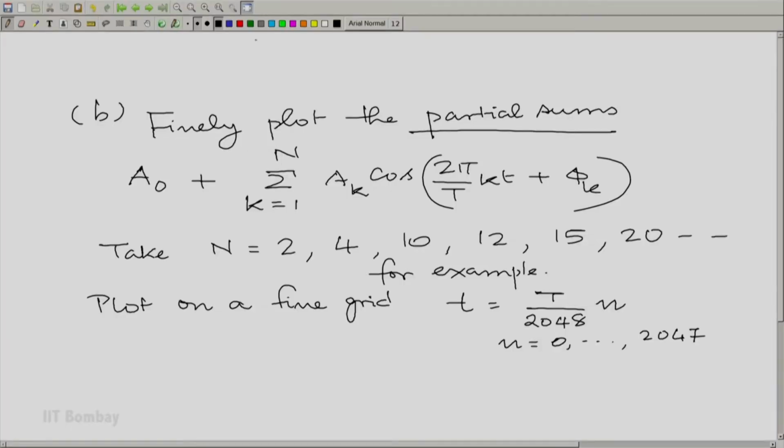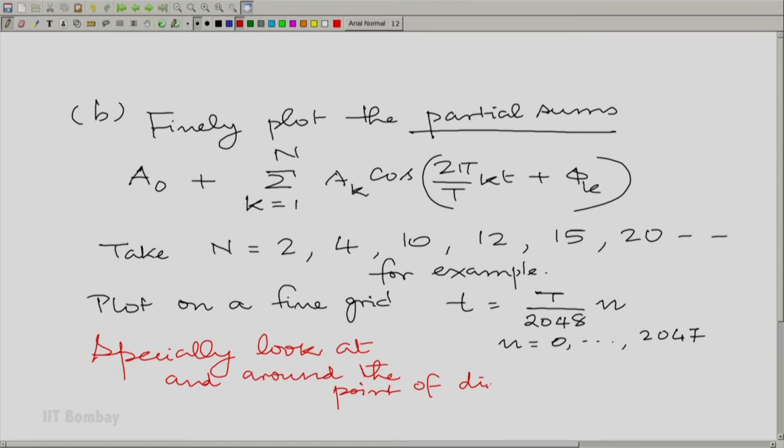Are there problems at some points? Especially look at the point of discontinuity. Let me mark that down for you in the exercise. So, especially look at the point of discontinuity. Look at and around the point of discontinuity. And which is that point of discontinuity? t equal to capital T by 2. What happens around that point? Do you see something peculiar?